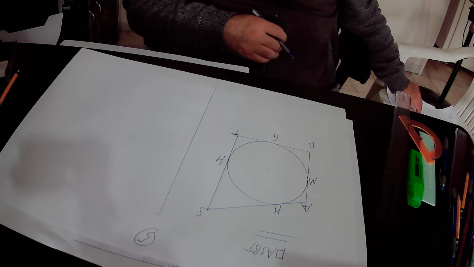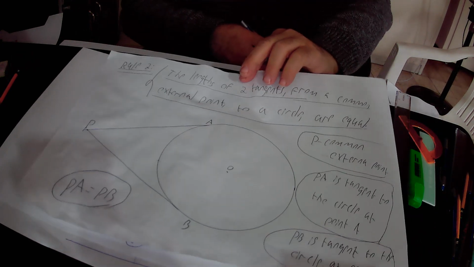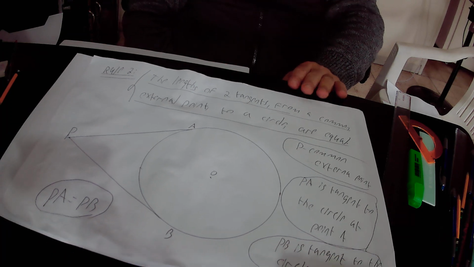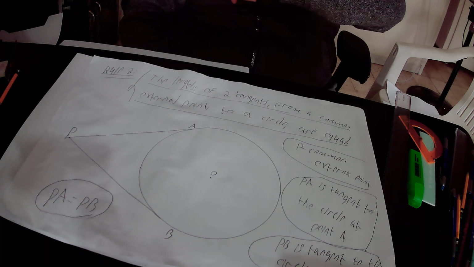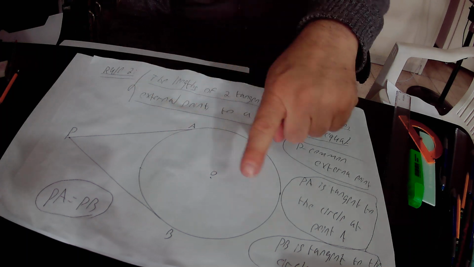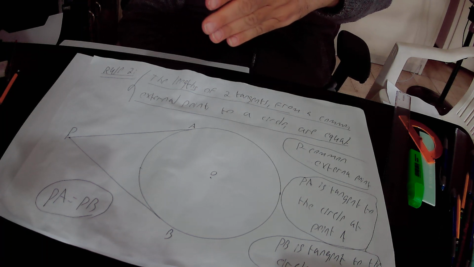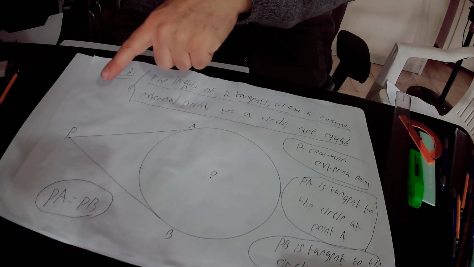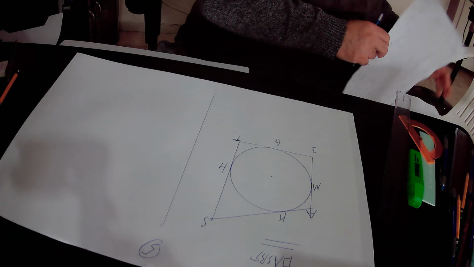I'll repeat quickly on rule 2. According to rule 2, the lengths of two tangents from a common standpoint to a circle are equal. In the drawing we have a circle and we have the common standpoint point P. From the common standpoint point P we have two tangents to this circle, tangent PA and tangent PB. And according to this rule 2 they are equal to each other. That is to say the length of PA is equal to the length of PB, or PA equals PB. We can actually implement rule 2 in our drawing.